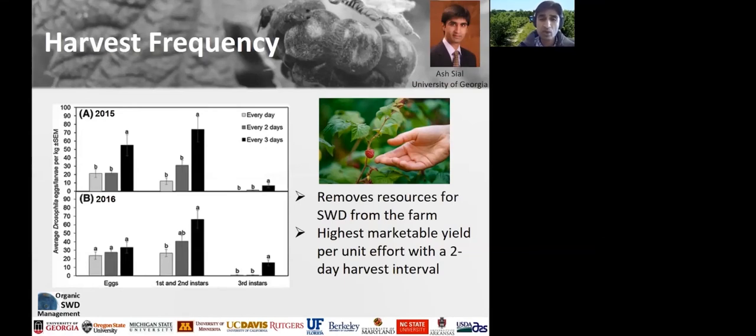Studies show that harvesting every 2 days was more economical in terms of marketable yield, and also the overall fruit infestation, and in terms of cost per unit fruit harvested. Next, please.